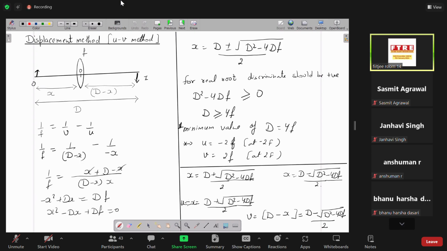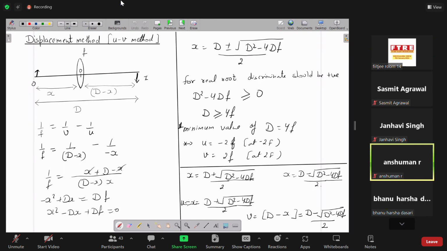But yes, in this case, look, you just understand. It is not that the object and image are coinciding for the same object distance. It is not the case, right? Ma'am, could you move to the next page?